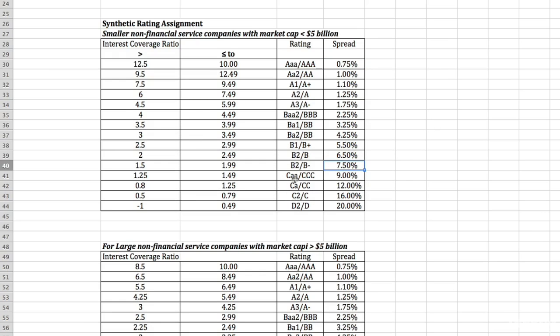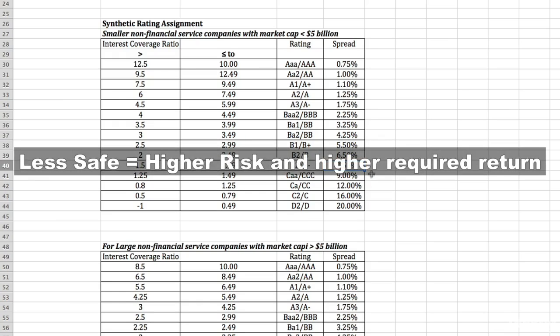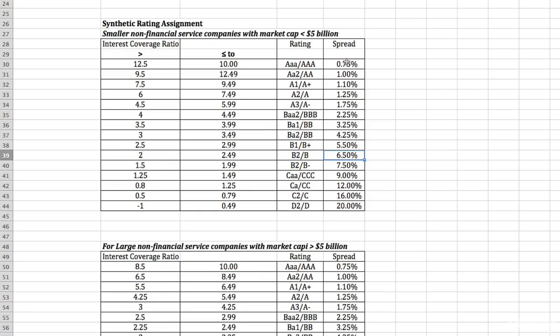The lower the rating, the higher the risk for the lender to lend this money to this company, and therefore we want to ask a higher interest rate, and therefore you see that the spread here goes up from 0.75% up to 20%, which is for the company that defaulted.